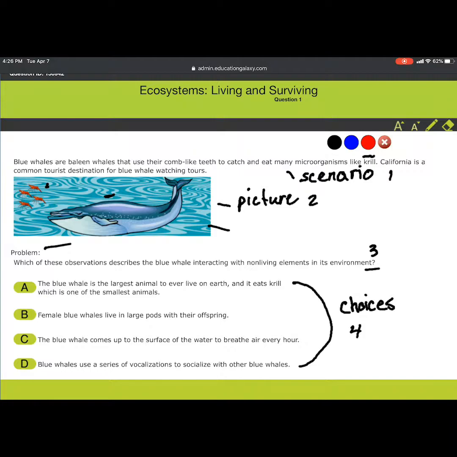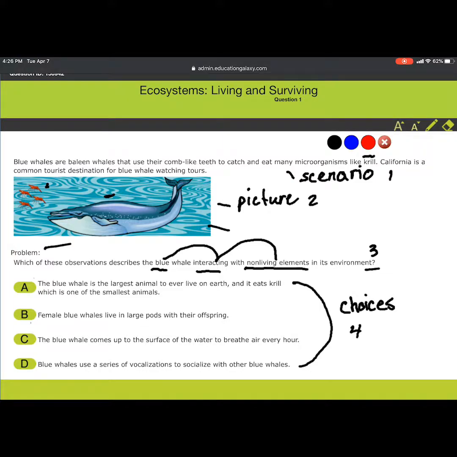Okay, let's go ahead and read the question. It says, which of these observations describes the blue whale interacting with non-living elements in its environment? What we're looking for is which of these observations describes it. The observations are these right here. I'm probably going to have to use the process of elimination, so I want to keep that available. The blue whale interacting is kind of like the bridge: blue whale interacting with non-living elements.